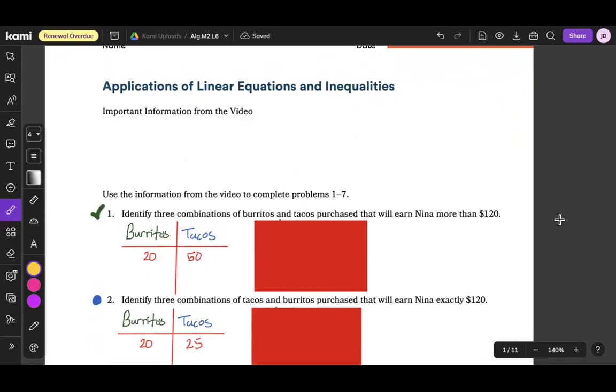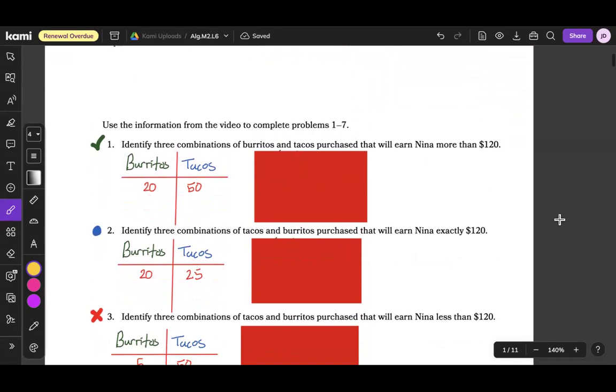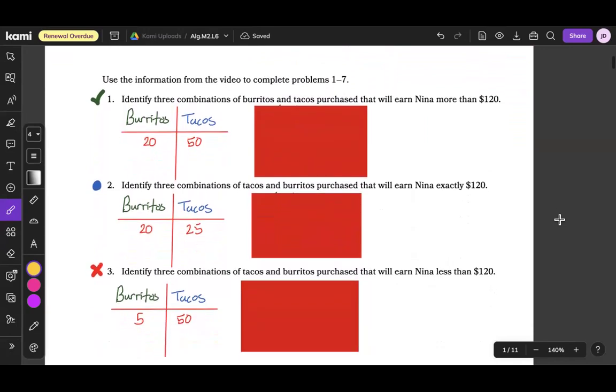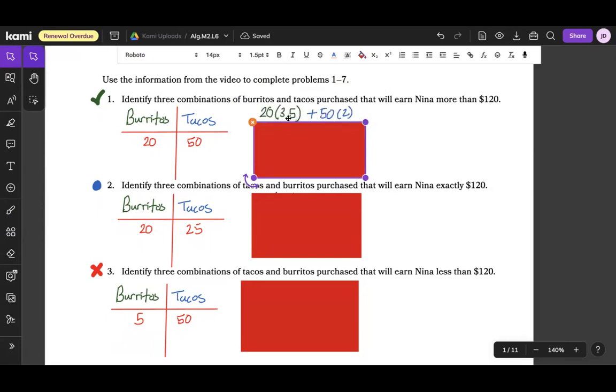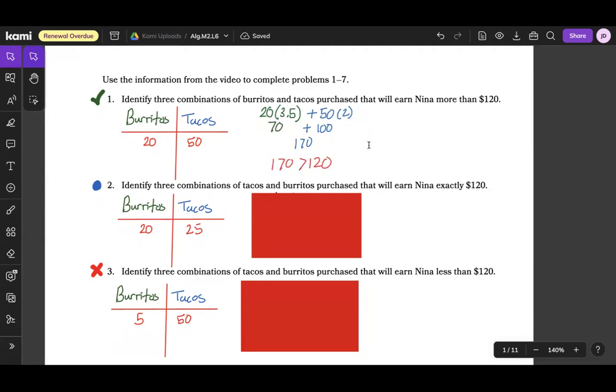So again, making sure you got that important information from the video, the price of a taco, the price of a burrito, and Nina's goal. For number 1 through 3, let me give you a quick example of each of these. So number 1 wants a combination of tacos and burritos that will be more than $120. If burritos are $3.50 and tacos are $2, we can figure out 170. If we get 20 burritos and 50 tacos, that's $170. So that would be more.